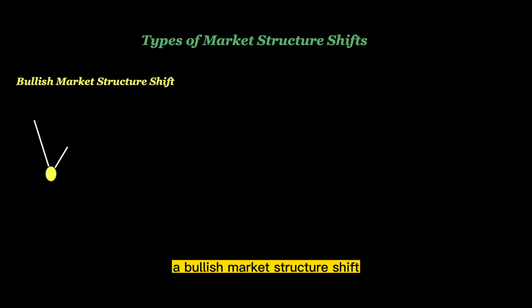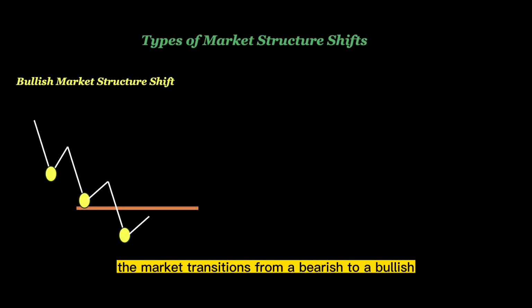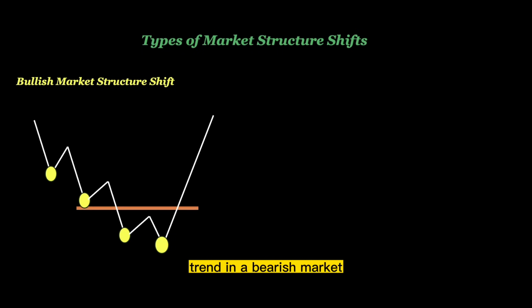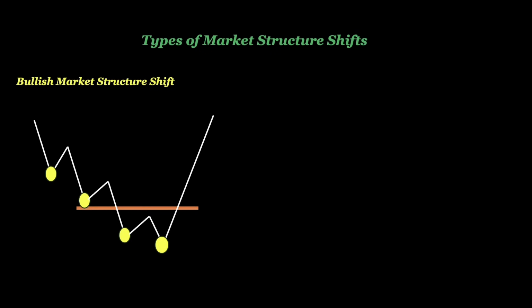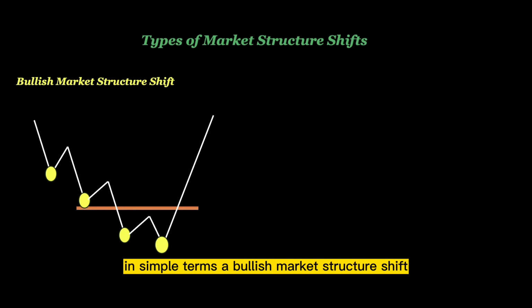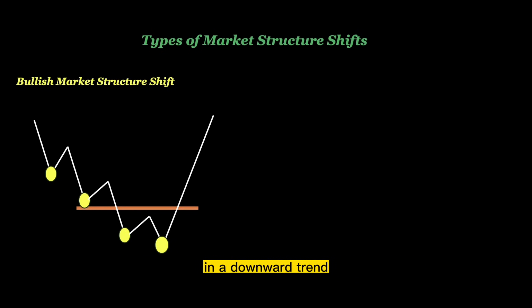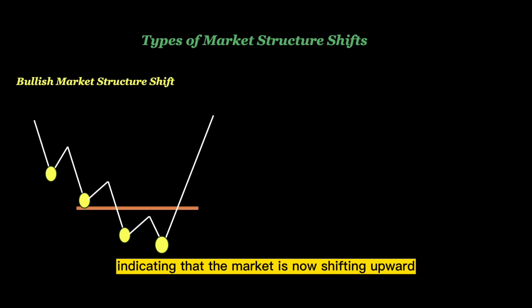A bullish market structure shift occurs when the market transitions from a bearish to a bullish trend. In a bearish market, the price creates lower highs and lower lows as it moves downward. A bullish market structure shift happens when the market moves upward with displacement and breaks a previous lower high. This lower high is significant because it has already taken out a previous low, and breaking it signals that the bearish trend is over. In simple terms, a bullish market structure shift is when price starts to break through important resistance levels in a downward trend, indicating that the market is now shifting upward.